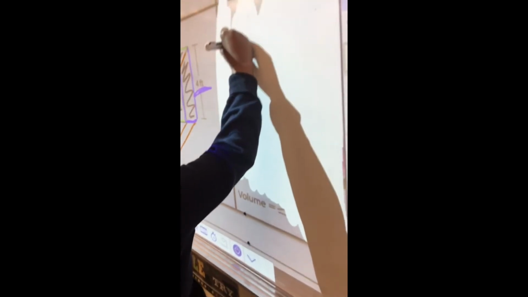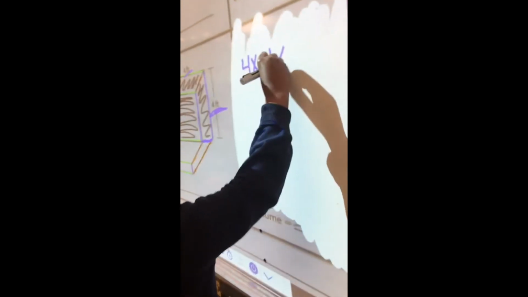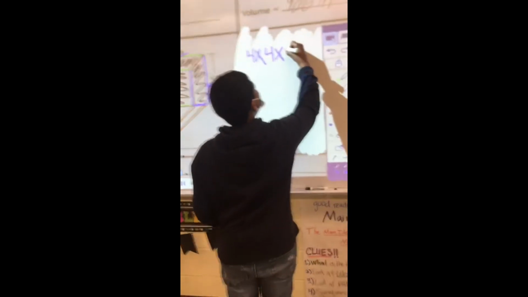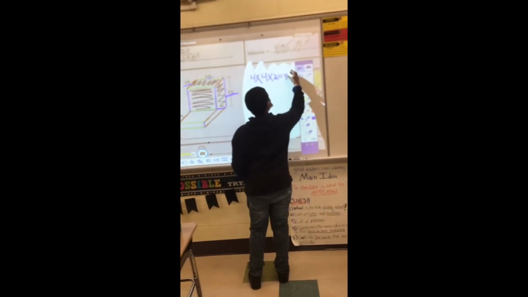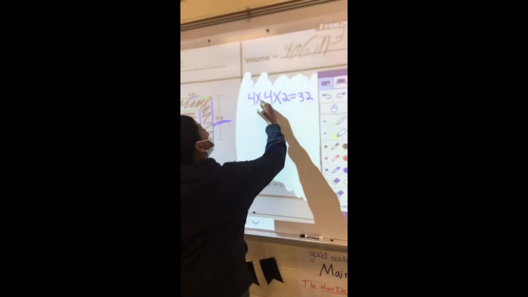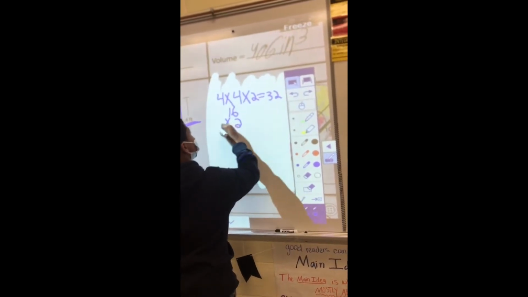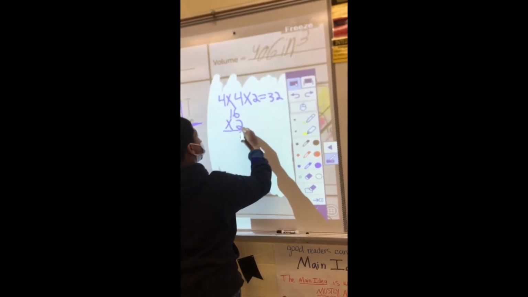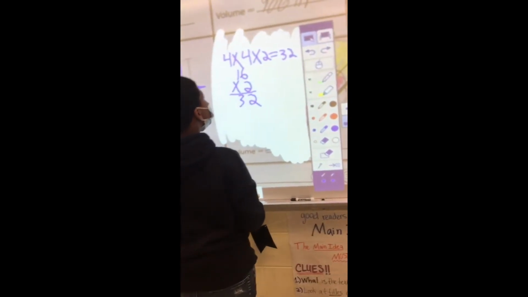We have DeMarcus now. DeMarcus is going to take our length, width, and height, and he's going to find the volume of that shaded rectangular prism. He's going to do that by multiplying all 3 of the numbers together. We have 4 times 4 times 2. How did you get that, DeMarcus? There you go. 4 times 4 is 16. And then 16 times 2. I like how you're going back and reworking it out to double check. 16 times 2 is 32.